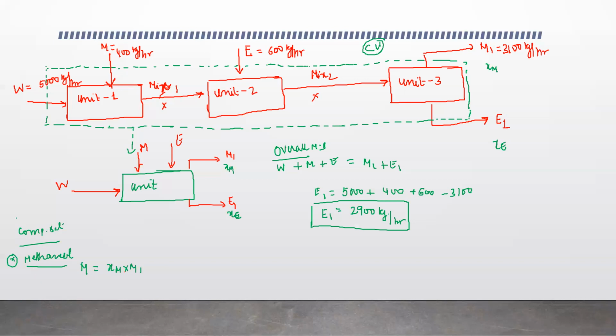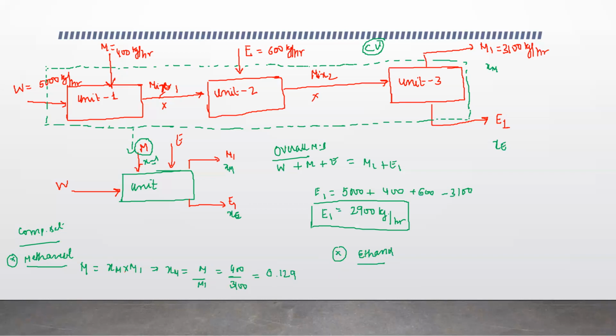Because the mass fraction of methanol in M here is 1. So if we do mass fraction of methanol into M, that is going to be M only. So we will simply get M equals XM into M1. From here, you'll get XM is equal to M upon M1. M is 400 and M1 is 3,100. So you'll get 400 upon 3,100, that is equal to 0.129.